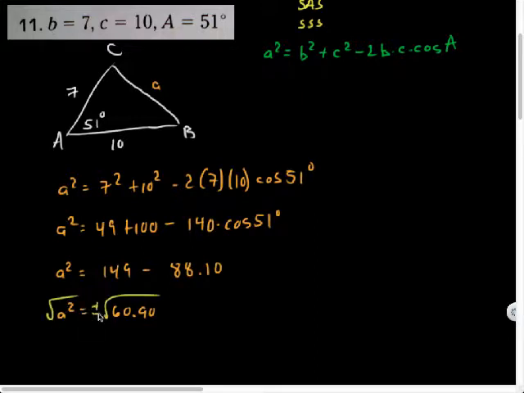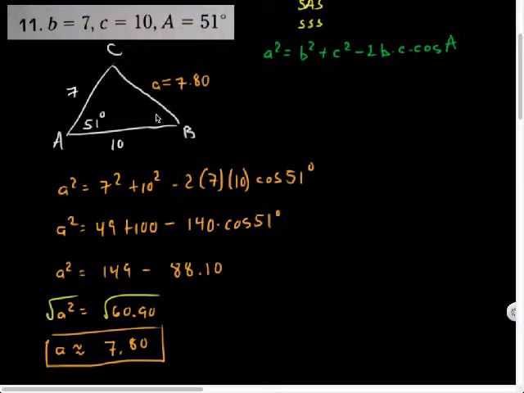Technically, algebraically, I'd have to use plus or minus and not forget that. In this case I don't need it, because I'm looking for a distance, and distances are positive, so I can just consider the positive version. So a is approximately the square root of that, and I'd get 7.80 as my distance.